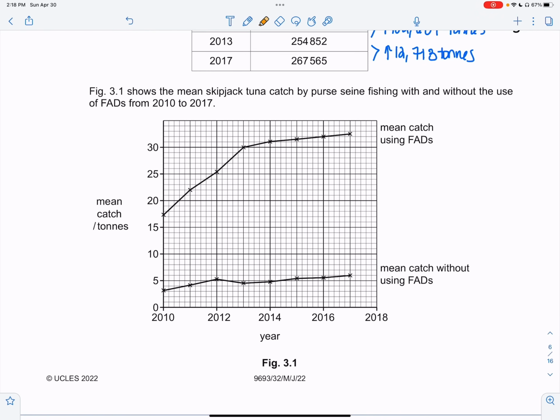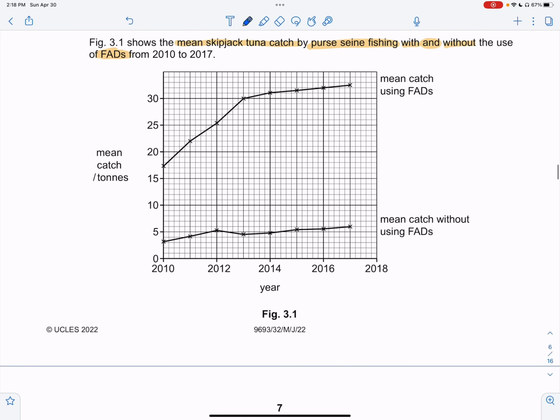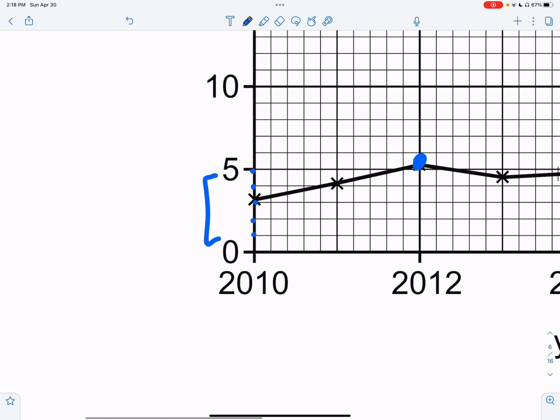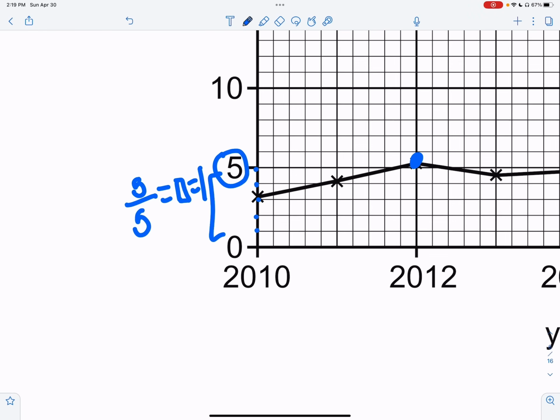At the graph, we see the average skipjack tuna catch by purse seine fishing only, with and without the use of fish aggregating devices for that 7-year period. Fish aggregating devices encourage the fish to shoal in that area. And so we see a pretty big difference here. For example, in 2012, and just to see what we're counting by, we have 5 different lines. So our number 5 is being split up 5 ways, and so each box is equal to 1, which is pretty easy.